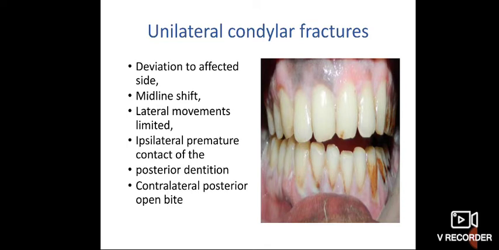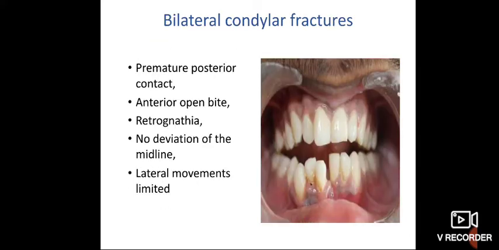So midline shift, lateral movements limited, ipsilateral, same side, premature contact, opposite side, open bite. Ipsilateral, same side, contact, midline shift to the same side, opposite side, open bite. These are all the classical features of condylar fracture. The midline is shifted ipsilateral, premature contact, opposite side open bite. This is unilateral condylar fracture features.